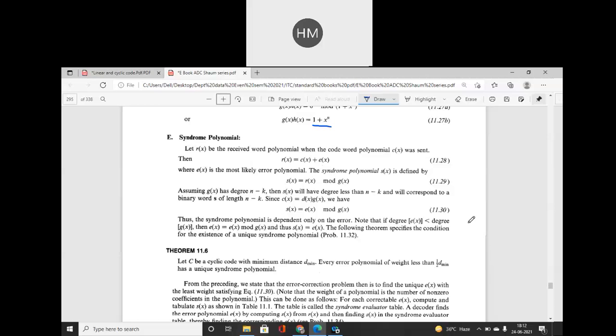Okay, so syndrome polynomial में सारी चीजें लिखनी है तुम्हें. Let r of x be the received word polynomial. Then we will simplify the numerical after completing this. So please complete this. Let r of x be the received word polynomial when the code word polynomial c of x was sent.